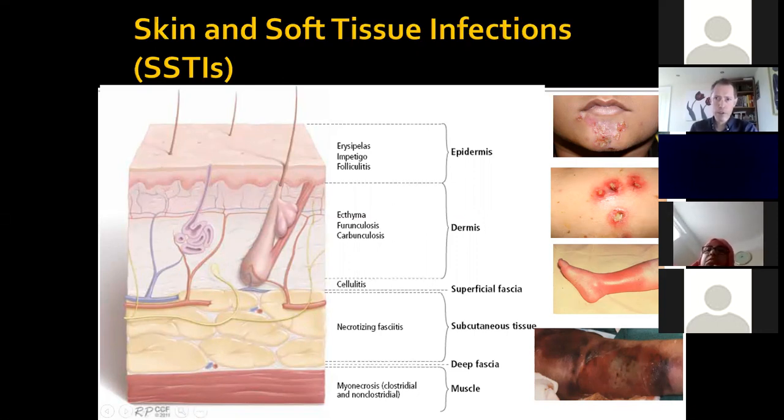Infections that are down into the deeper dermis include ecthyma, and that's illustrated in the picture over on the right-hand side, where you have these lesions which are quite deep with a necrotic base, and then furunculosis and carbunculosis, which involve different structures of the glands which lie within the dermis.